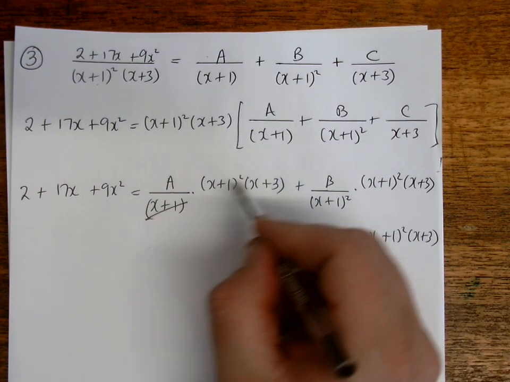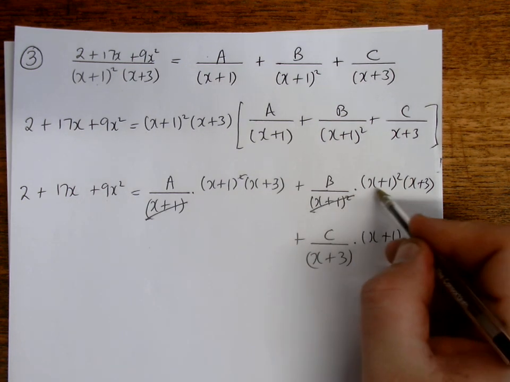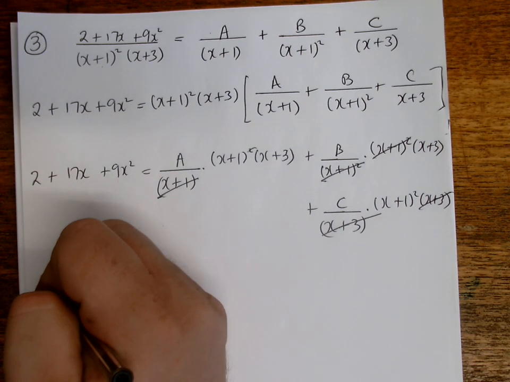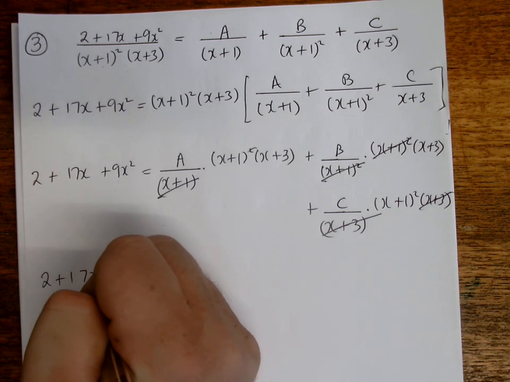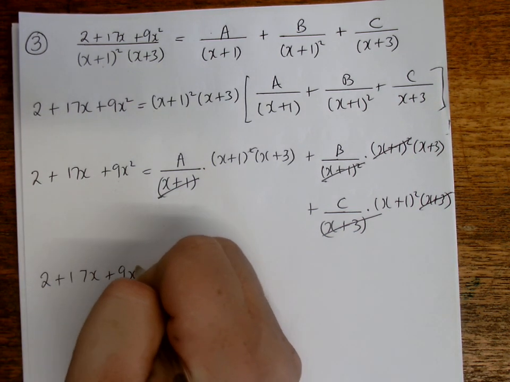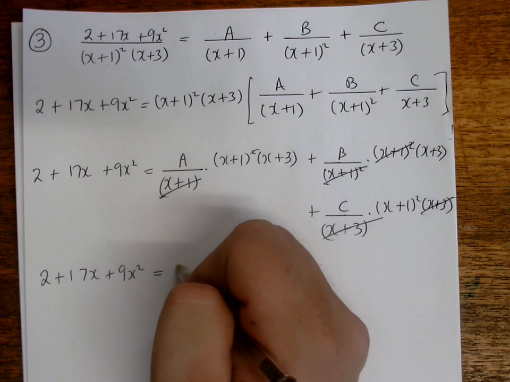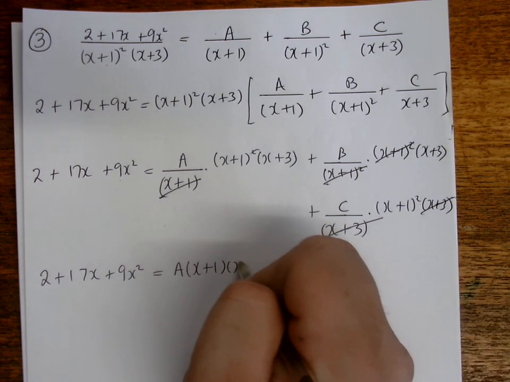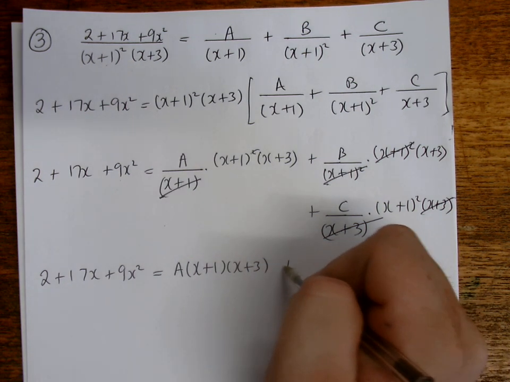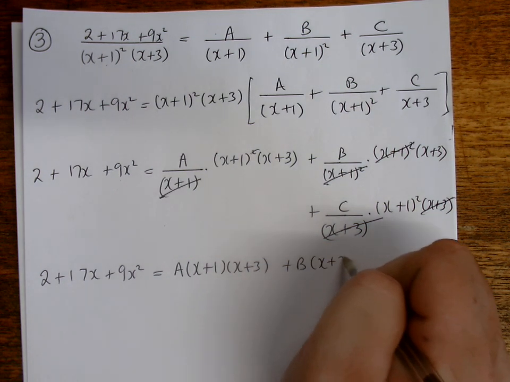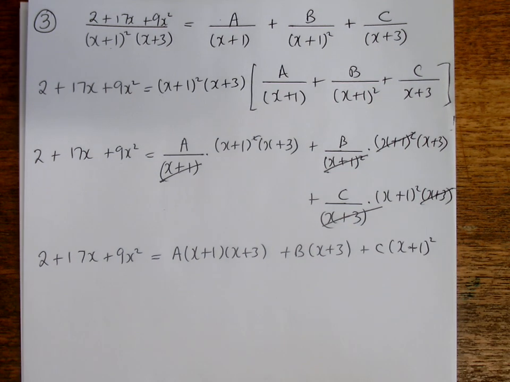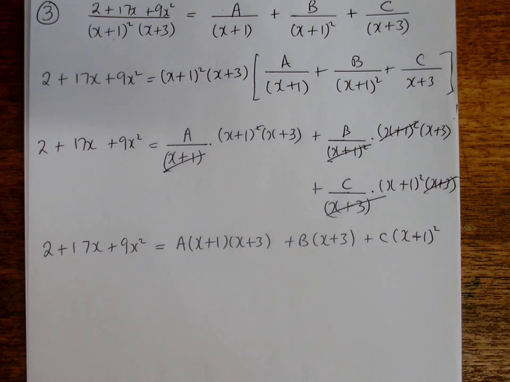So the x plus 1 cancels with a square there, the x plus 1 squared goes there, and the x plus 3 goes there. So we end up with 2 plus 17x plus 9x squared equals A times x plus 1 times x plus 3, plus B times x plus 3, plus C times x plus 1 all squared. Then we need to work out A, B, C.